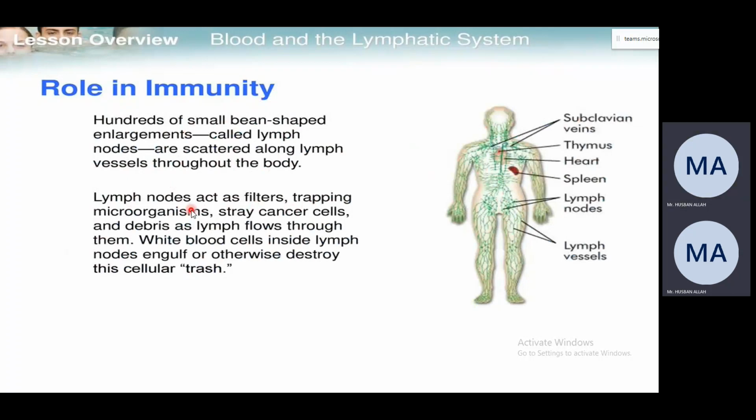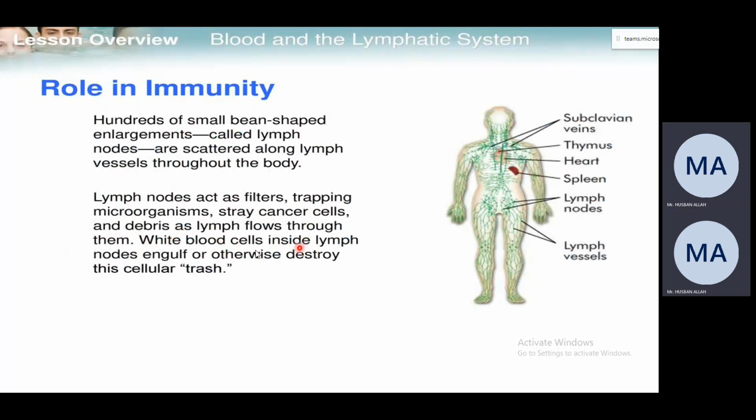Trapping microorganisms, meaning it can trap microorganisms, stray cancer cells, it can even filter the cancer cells, and debris as the lymph flows through them. So if you look at the nodes, they are working as a filter for many diseases, like those diseases which are caused by microorganisms, right? The most important, the straying cancer cells, it can filter the cancer cells, right? And debris as the lymph flows through them.